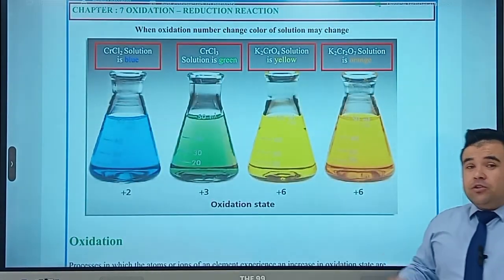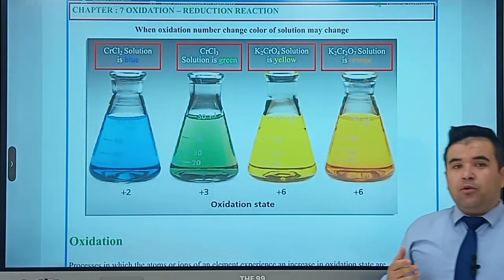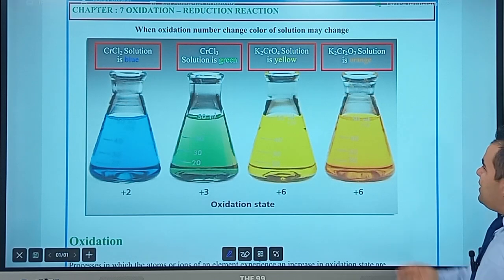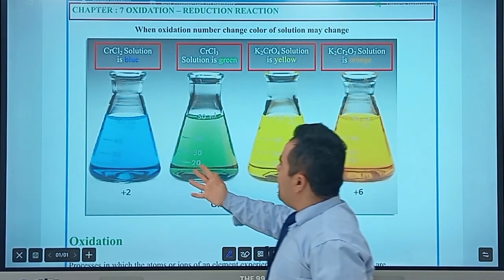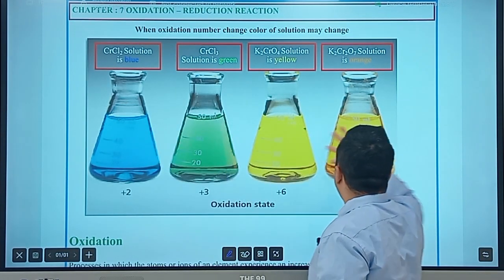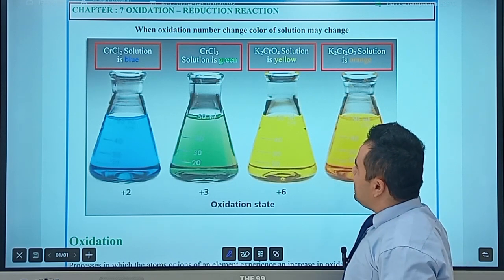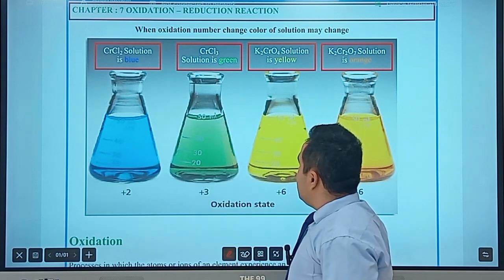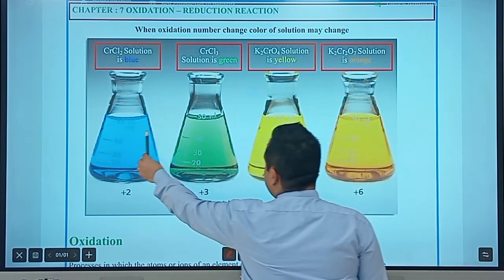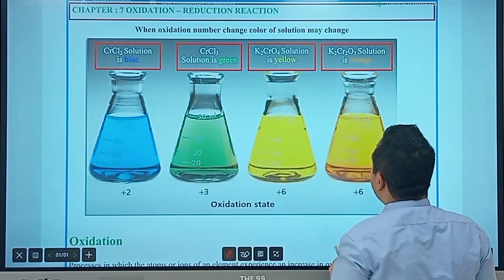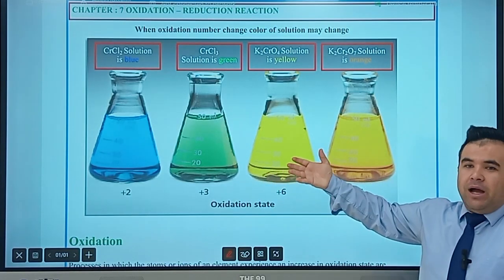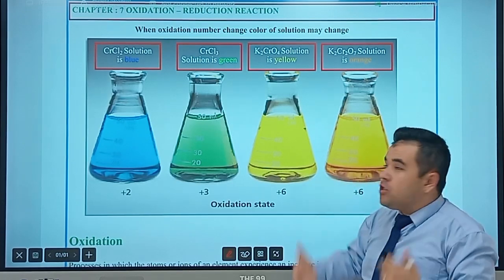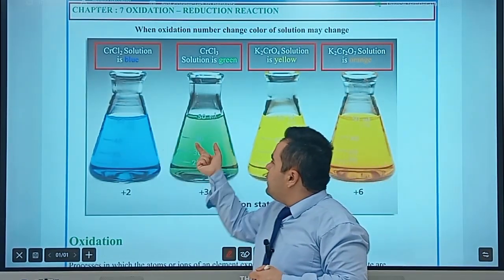What's the effect of the oxidation number on the color of the compounds? You can see in these different solutions, a different oxidation number gives different colors. In all of them we have got chromium, guys, but with different oxidation states. That's why we have got different colors.